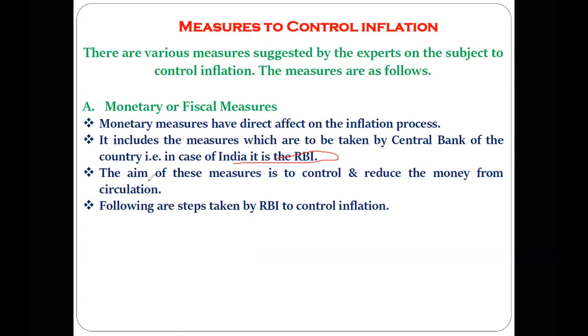The aim of this measure is to control and reduce the money from circulation. So how can the Central Bank of India control inflation? By reducing the money from circulation, means reducing the amount of money which comes into the public. Whatever things they have to do to reduce the amount of money going to the public, they take different control measures for that. So how is it possible to reduce money circulation within the people?